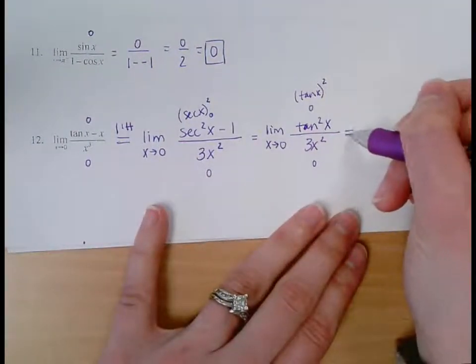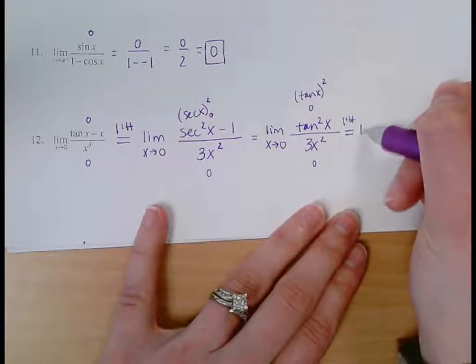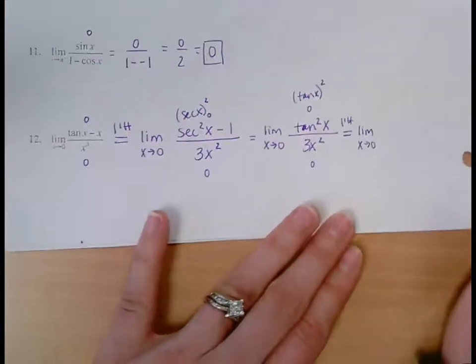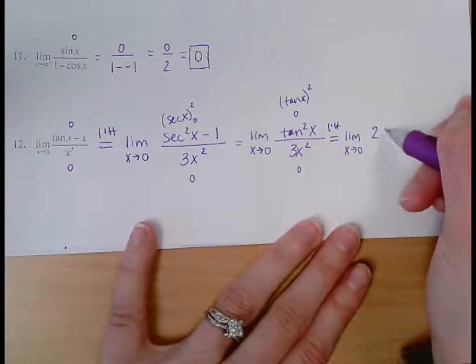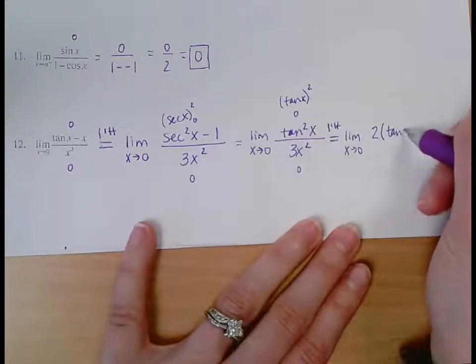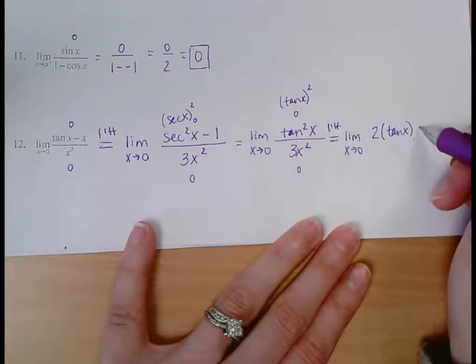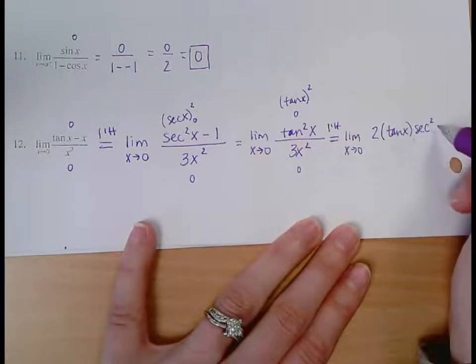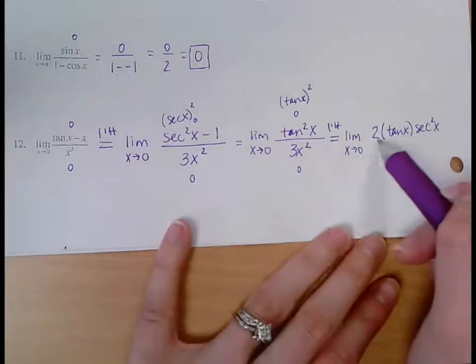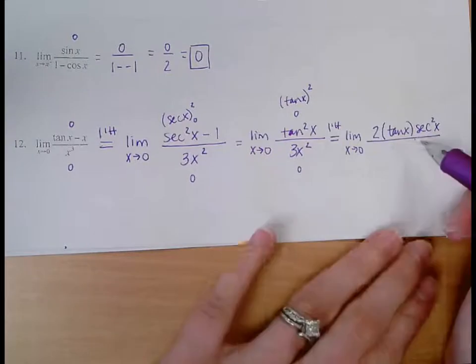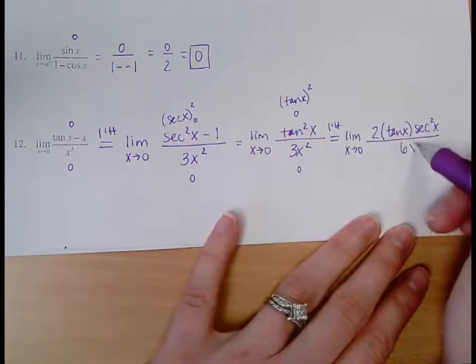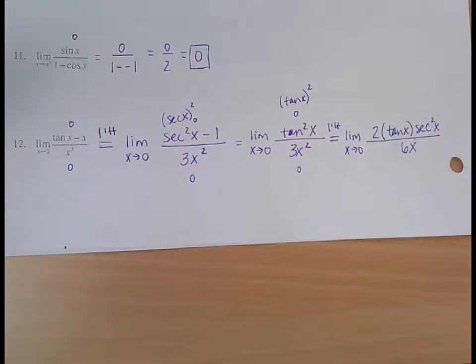So using L'Hopital's rule, you'd have the limit as x approaches 0 of, with chain rule, 2 times, keep the tangent of x the same, times the derivative, which is secant squared of x, over the derivative of 3x squared, which is 6x.